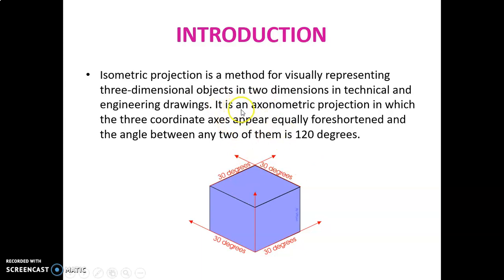It represents a 3-dimensional object in 2 dimensions in technical and engineering drawing. For a 3-coordinate axis, we have the angle of 30 degrees, and any two of the axes are 120 degrees apart. So this will be 120, the bigger part. This is 30, this is 30. Same goes to this one: 120, this one 30, and the other side is also 30.